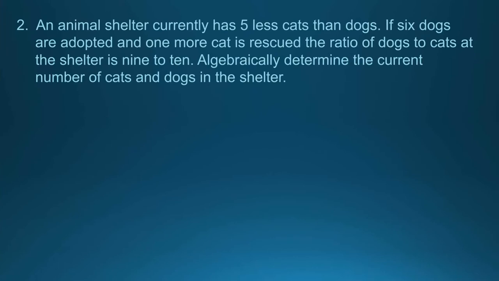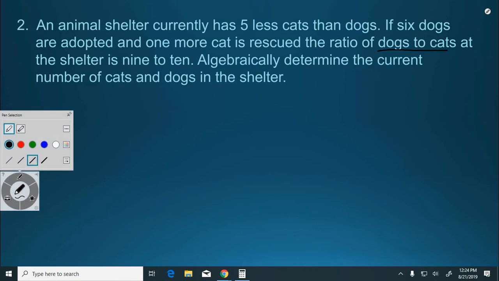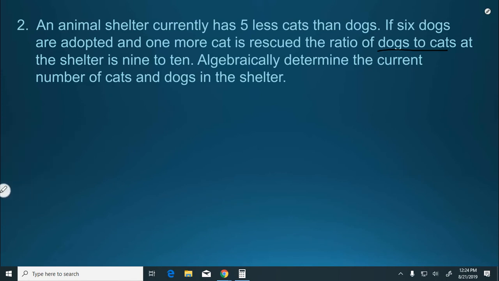Number 2, an animal shelter currently has 5 less cats than dogs. If 6 dogs are adopted and 1 more cat is rescued, the ratio of dogs to cats at the shelter is 9 to 10. Algebraically determine the current number of cats and dogs in the shelter. So again, because it says ratio of dogs to cats, I want my numerator to be dogs and my denominator to be cats. So dogs on the top, cats on the bottom.